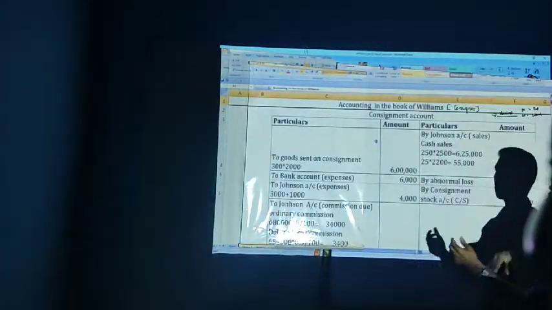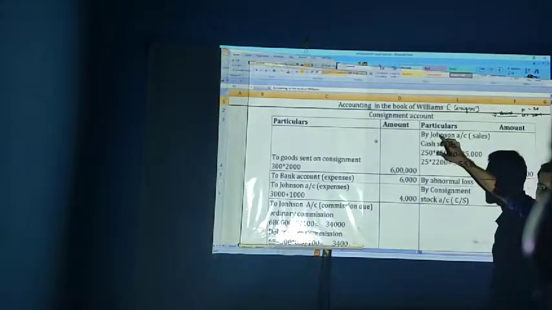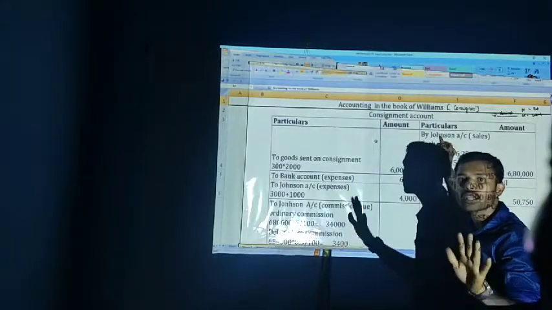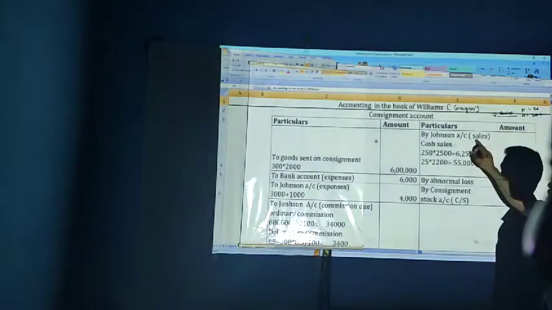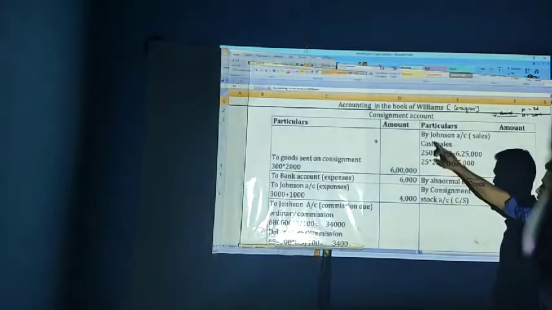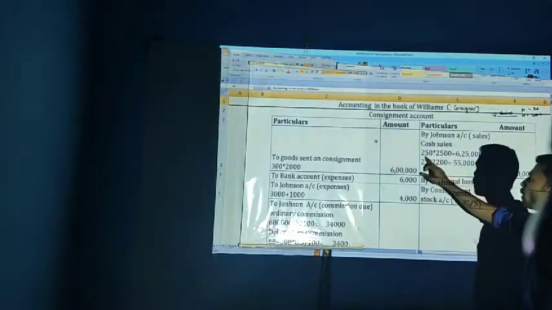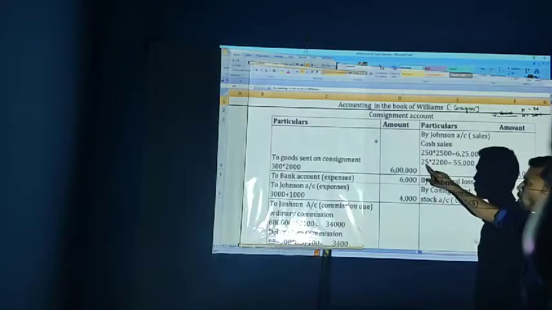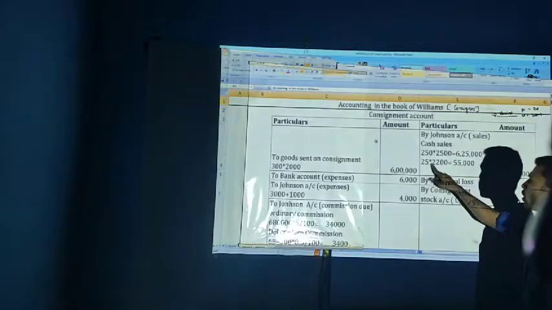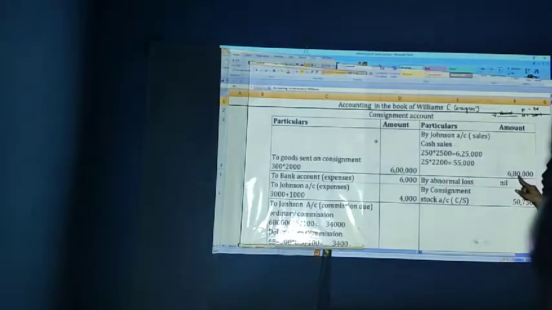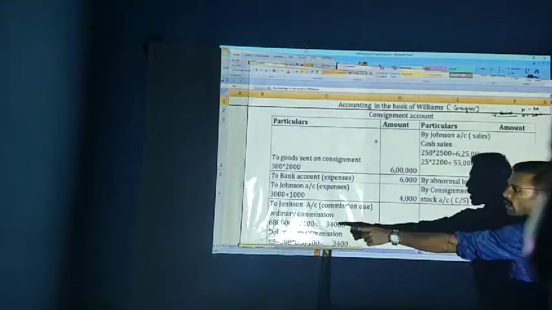For the time being, hold on, first we will calculate what? Any sales. Right? When the sales are made by the consignee, still the amount is with whom? That is with Johnson. Johnson's account debited to the consignment account, he made both sales on cash. How much? One at 250, another at 25, 250 into 2,500, 25 into 2,200. Totally it will be 6,80,000, the sales made by the consignee. On this sales we have to calculate the commission.